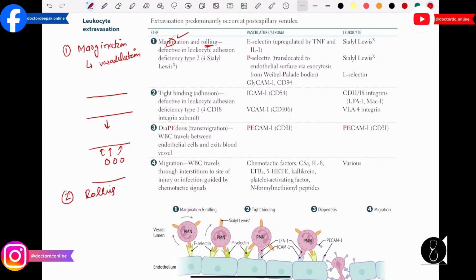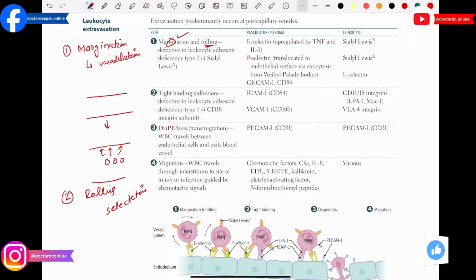So again we have to understand different things. During inflammation, different kinds of proteins are upregulated on the endothelial cell. First of all, what are the proteins that are upregulated on the endothelial cell? These are called selectins. These selectins are also called the speed bumps. They are upregulated on the endothelial cell during inflammation. What are examples of these selectins? We have P-selectin and E-selectin.